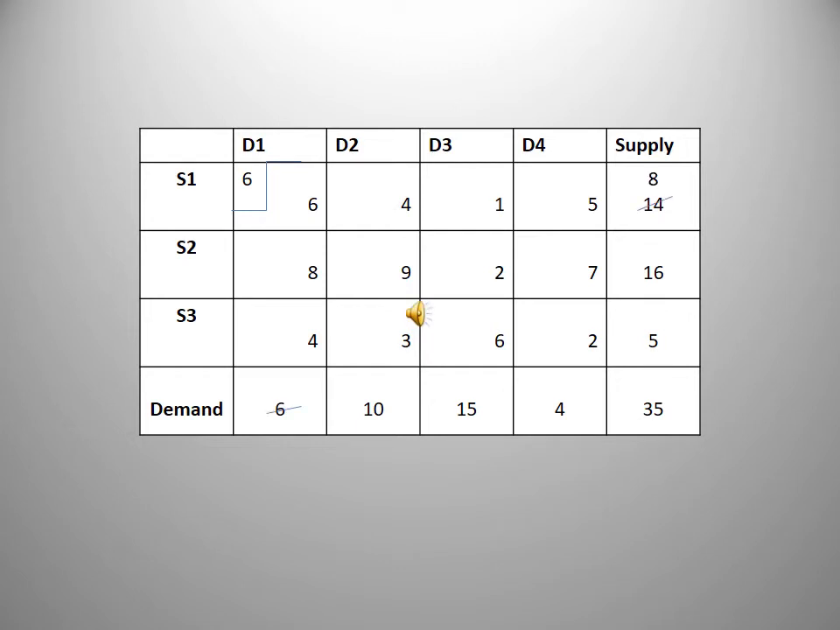The first allocation was made to the cell 1-1. So the total requirement in the first row becomes 8. The total demand in the first column is met. So no further allocation is made to this column. Hence we delete the first column.